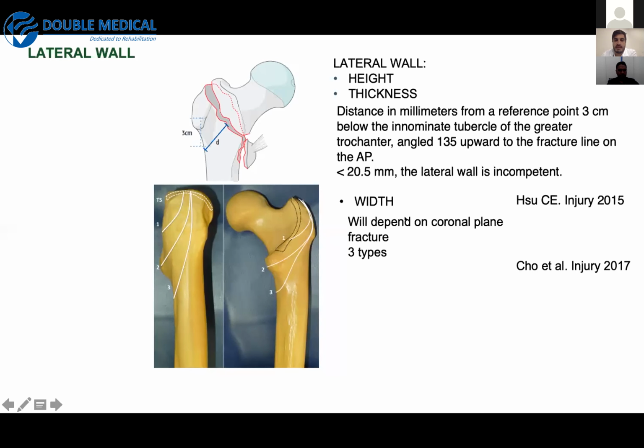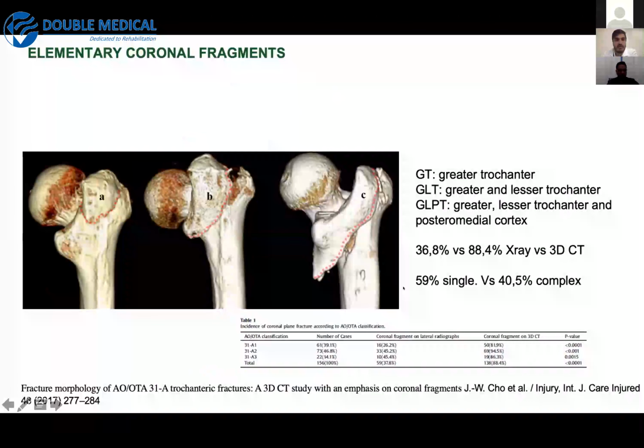But we also have to take into account the width of the lateral wall. You can see that this will depend on the coronal plane fracture, and Dr. Cho demonstrated that we have 3 types of this fracture: more greater trochanter, greater and lesser trochanter, and one that includes the posteromedial shaft. So these are the 3 different types of fracture compromising the posterior part.